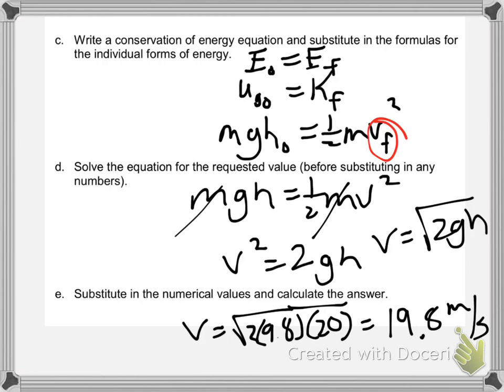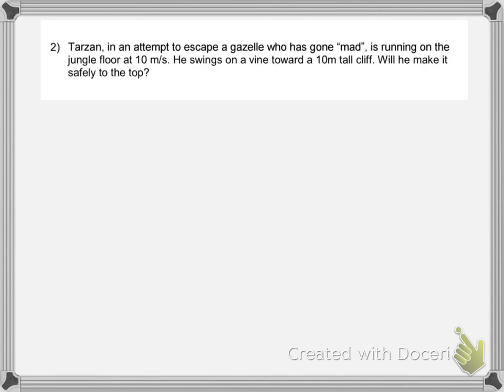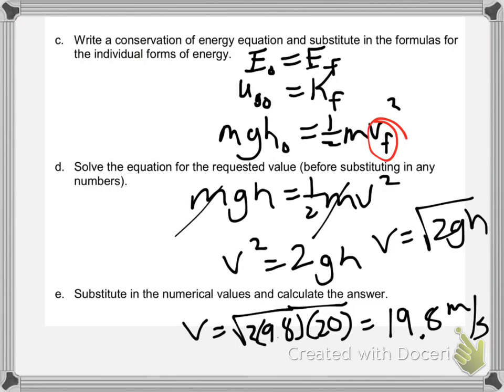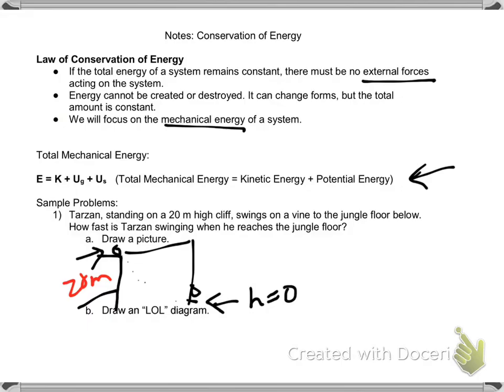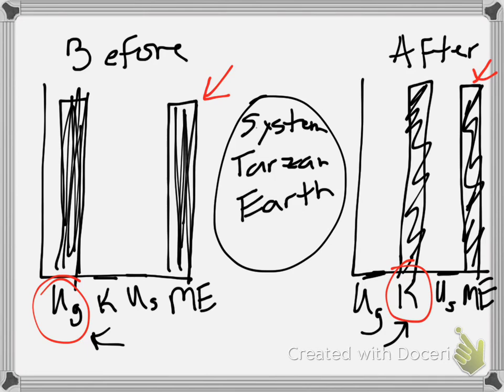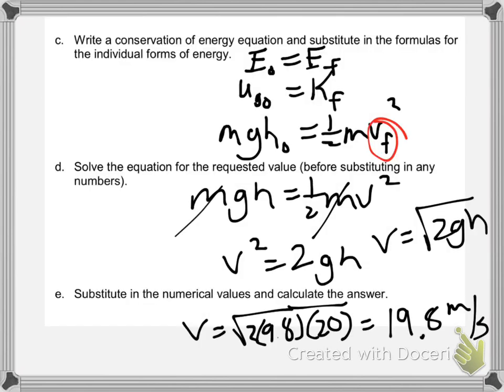So again, if we go through this in a highly systematic way, then it becomes a little bit easier to handle, right? So what do we do first? We draw a picture. From that picture, we construct an LOL diagram, really taking a look at what's in our system, what's not in our system, what do we need to have in our system for conservation of energy, and then using that diagram to build an equation, and then the rest of it's just algebra.